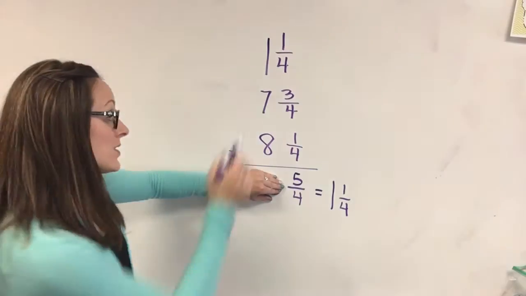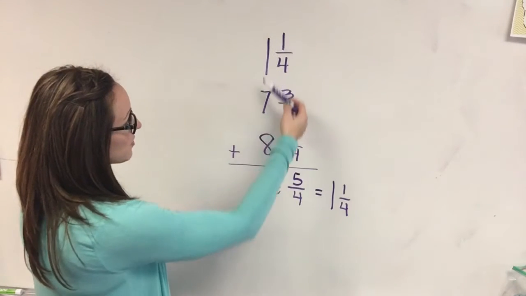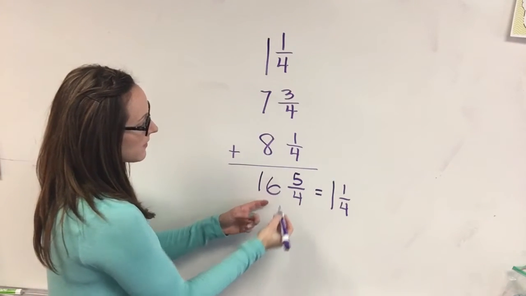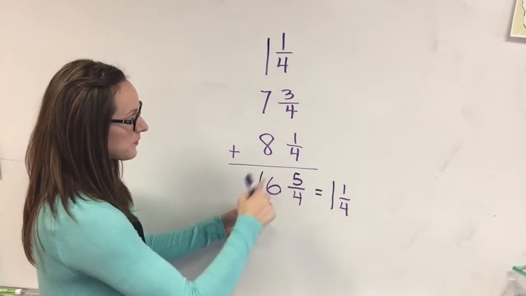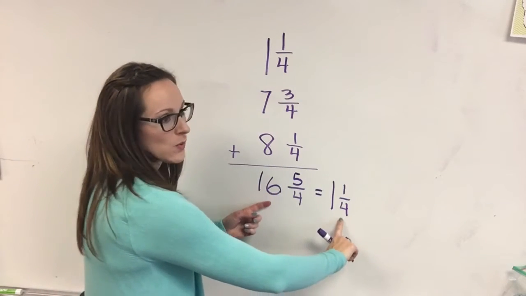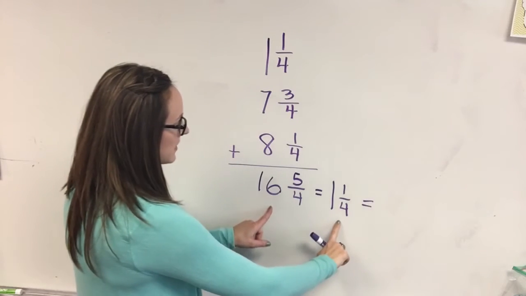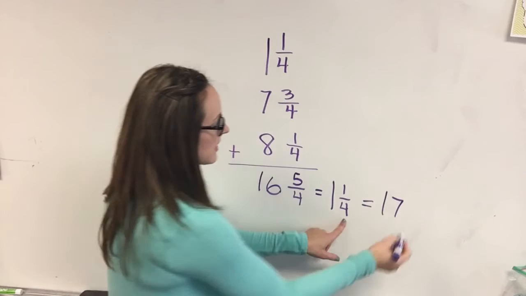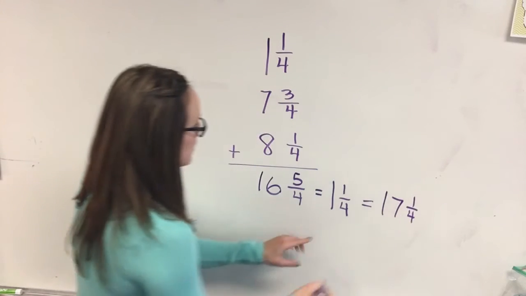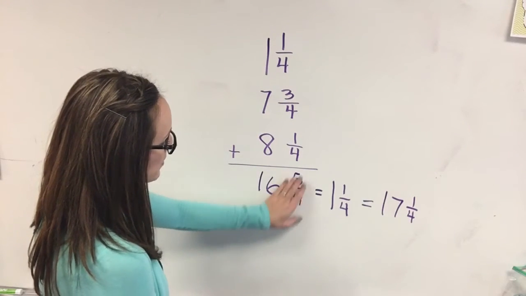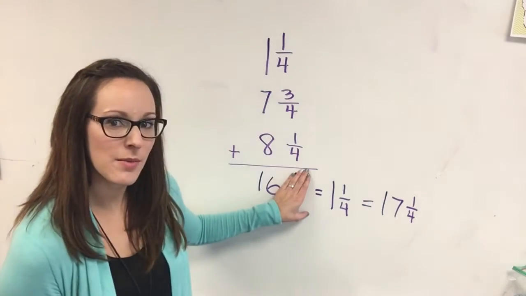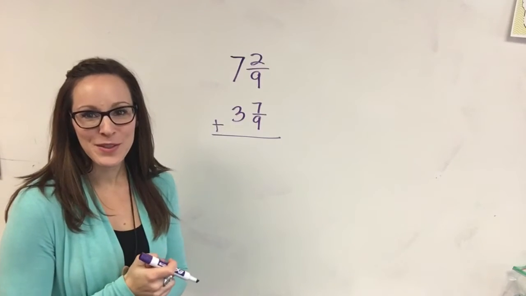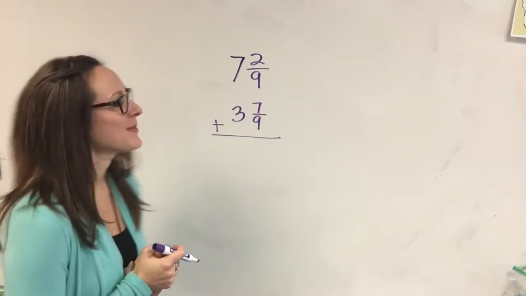But that's not the answer to our problem, because we had some whole numbers here that gave us an answer of 16. So what we really have for our answer here is 16 and 1 and 1/4. And when you put all of that together, 16 plus 1 is 17 and 1/4. Once you convert this improper fraction to your mixed number, you can kind of forget about that also. You could even cross it out. Okay, I'm going to solve one more problem for you, and then I'm going to give you your practice problems.